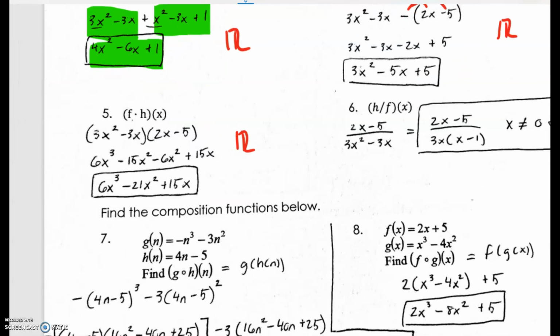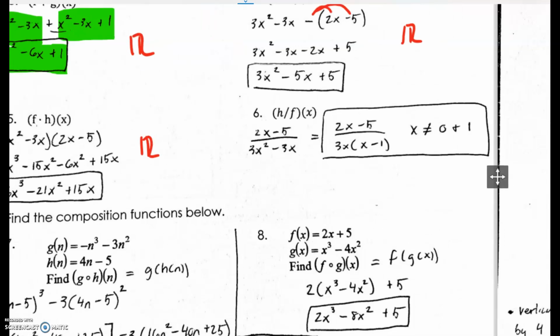Number 5, I multiplied. Make sure you distribute. Make sure you add the exponents when you're multiplying variables. So 3x squared times 2x, that's how I got my 6x cubed. 3x squared times negative 5 made the negative 15x squared. And then I switched to the second number. Negative 3x times 2x is negative 6x squared, and then negative 3x times negative 5 is positive 15x. Once I multiplied them, I combined my two like terms, which were the x squareds, and that's how I got 6x cubed minus 21x squared plus 15x. Once again, no domain restrictions.